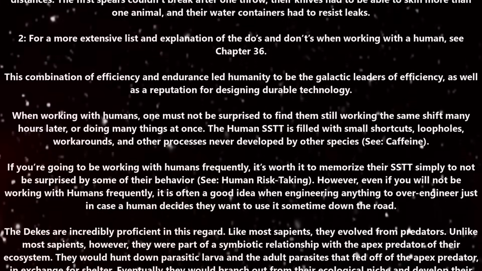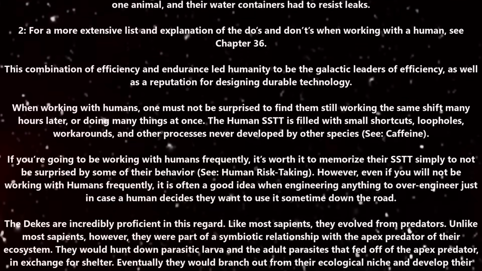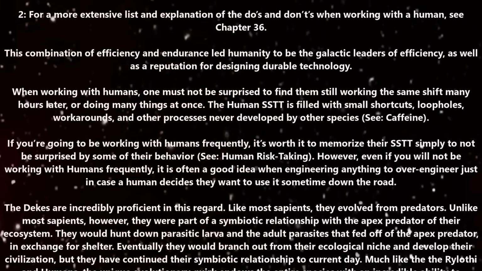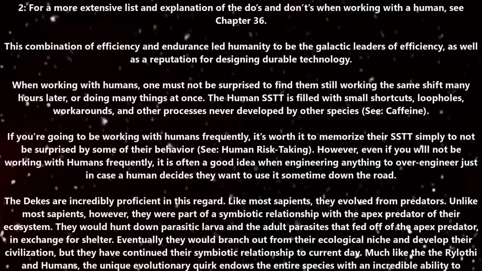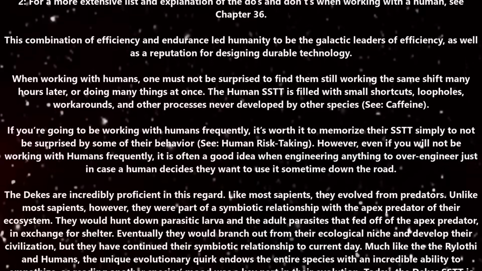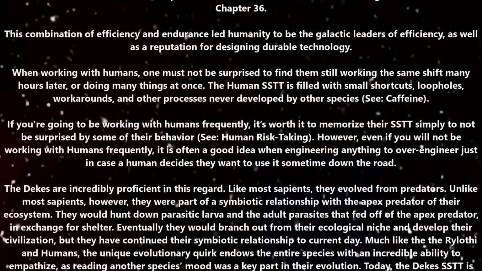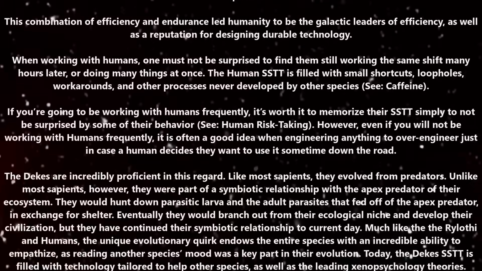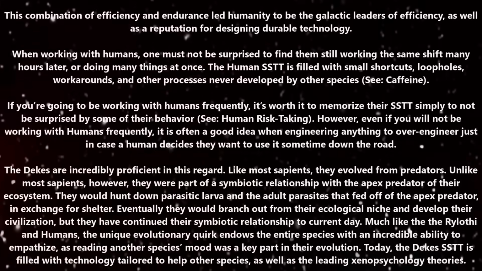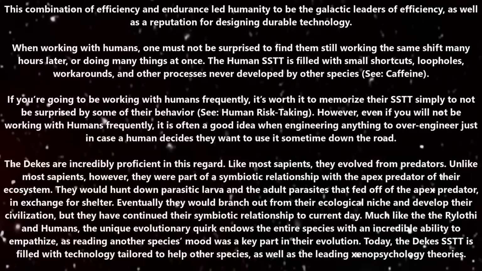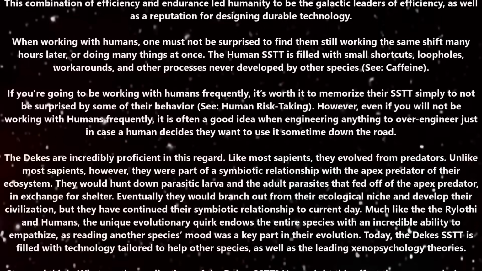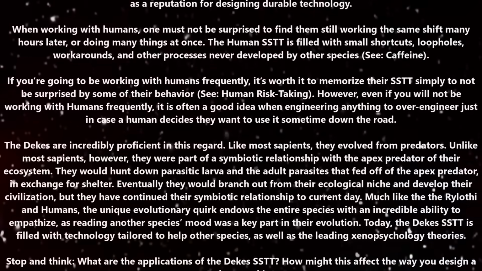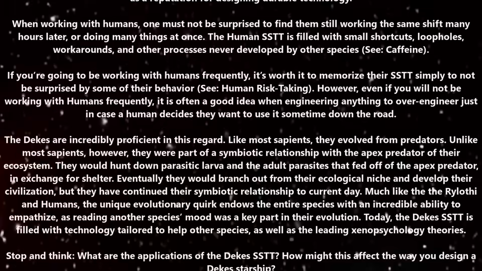The human SSTT is filled with small shortcuts, loopholes, workarounds, and other processes never developed by other species. See caffeine. If you're going to be working with a human frequently, it is worth it to memorize their SSTT simply to not be surprised by some of their behavior. See human risk-taking. However, even if you will not be working with humans frequently, it is often a good idea when engineering anything to over-engineer it, just in case a human decides that they want to use it sometime down the road.